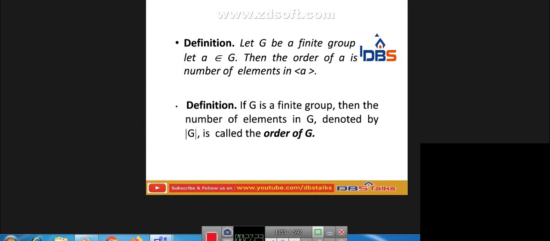Definition: let G be a finite group and A belongs to G, then the order of A is the number of elements in A. Definition: if G is a finite group, then the number of elements in G, denoted by modulus G, is called the order of G.